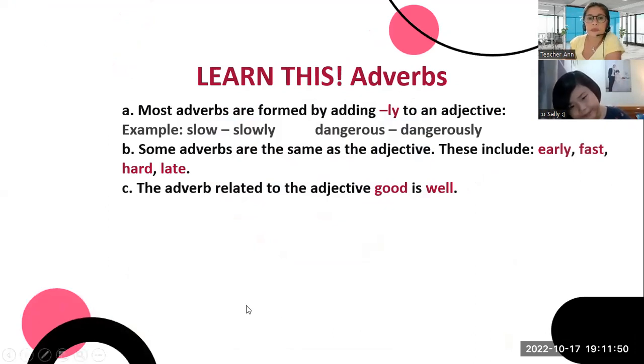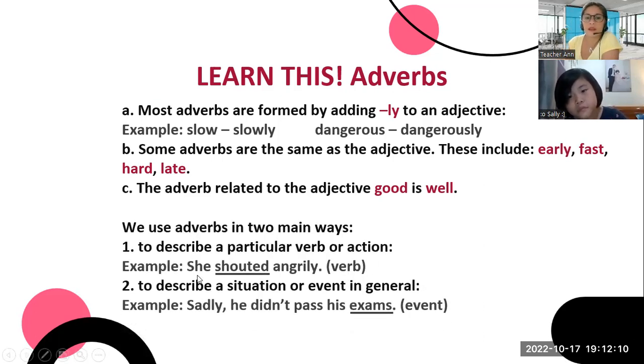Okay, very good. So here, Sally, as you can see, the adverb ends with ly, like slow, slowly, dangerous, dangerously. Sorry, Sally, but there are some adverbs that we don't need to put ly on, like good, it's well. Like she shouted angrily. We use adverbs in two main ways. First, to describe a particular verb or action. The one underlined here, Sally, can you see that? The one underlined here, the verb is shouted.